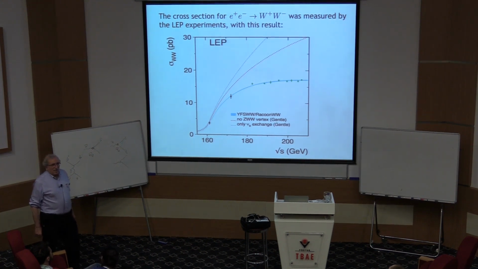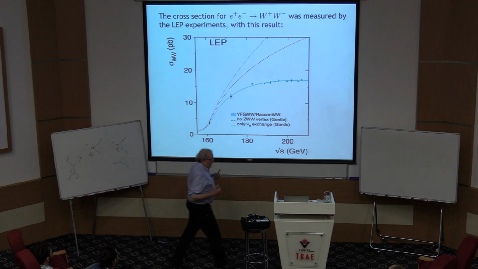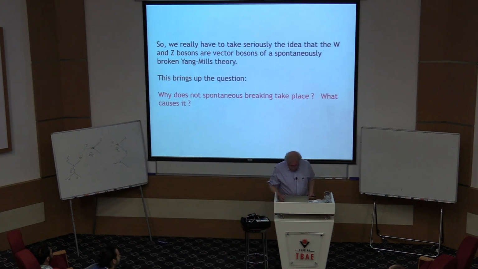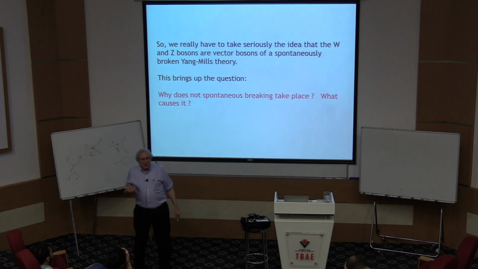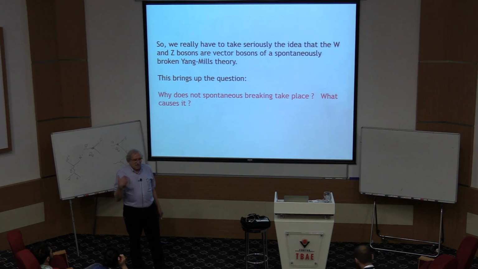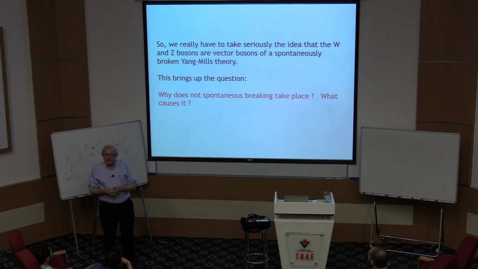OK, so I hope I persuaded you now that it has to be a Yang-Mills theory. And in order for the W's and the Z's to become massive, there has to be spontaneous symmetry breaking. So what's the deal? What is the mechanism of this spontaneous symmetry breaking? Why does it occur? Here, I think you can just say, well, the standard model allows this to happen. It happens. We're happy. We go home.